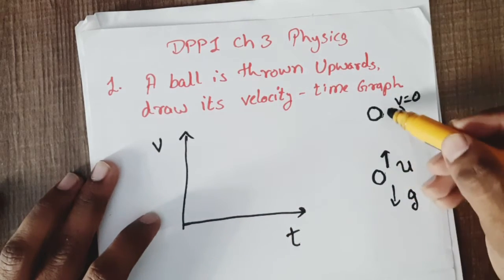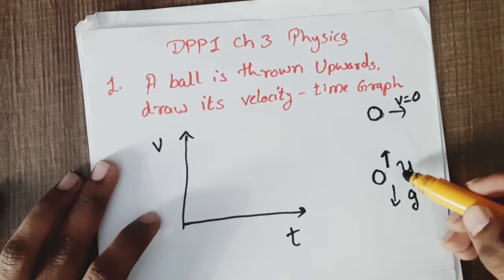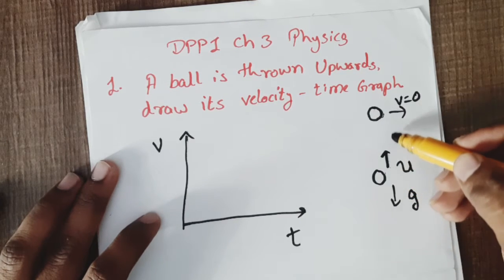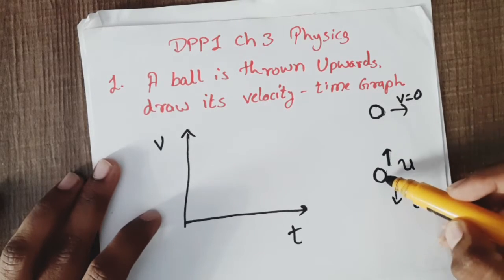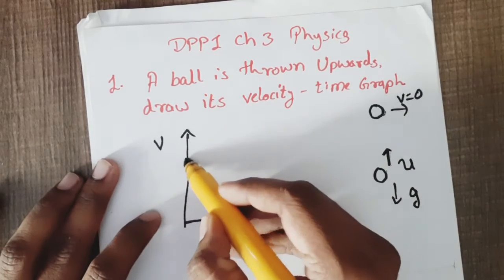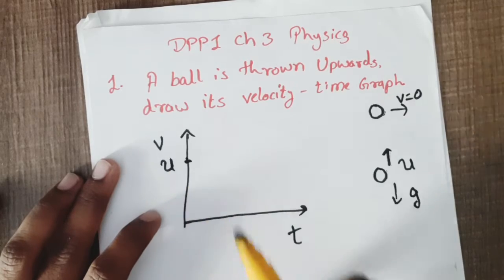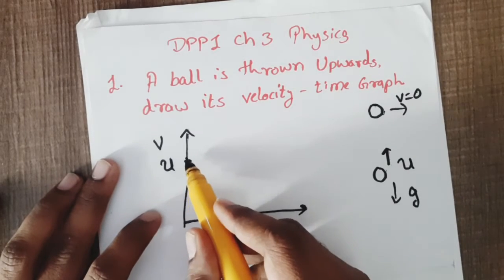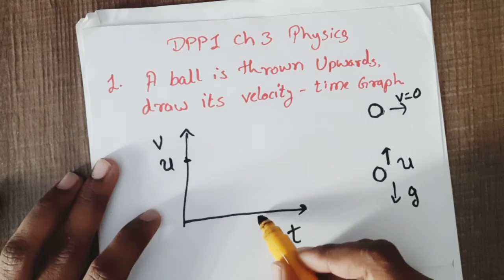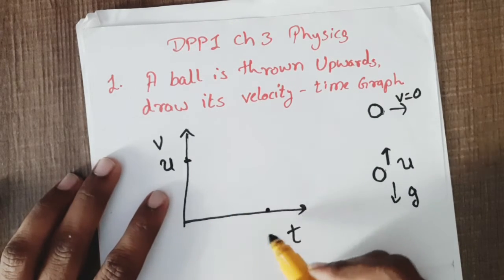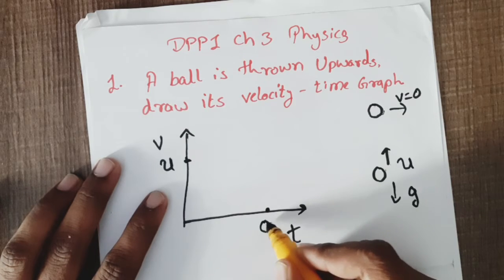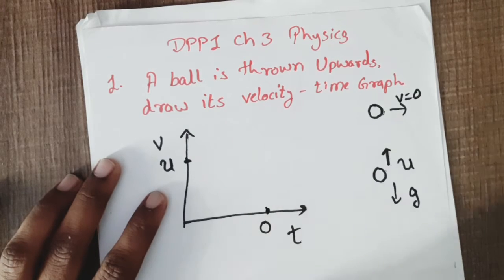Over the time the velocity will first decrease. Now velocity will decrease from u to 0. So here the initial velocity will be u, so the graph will start from here. At time t equal to 0 the point will be here, and after some time, let us say t, the value of velocity will be 0. So this will be the second situation.